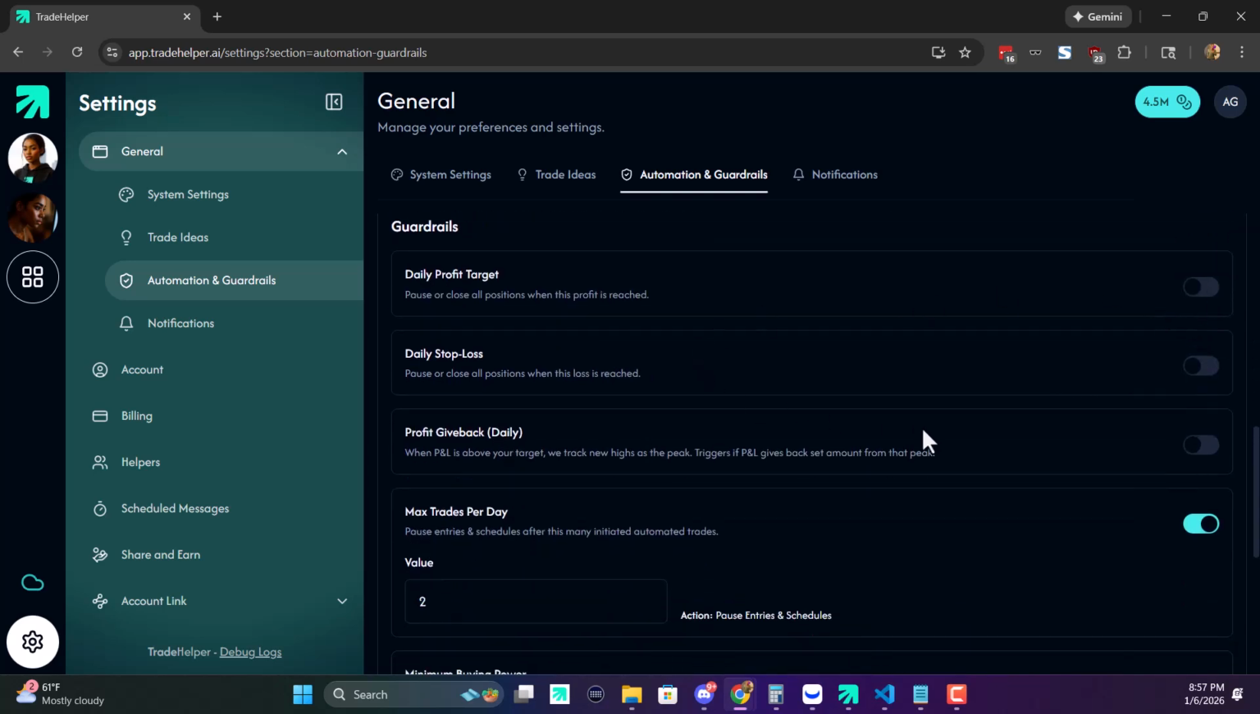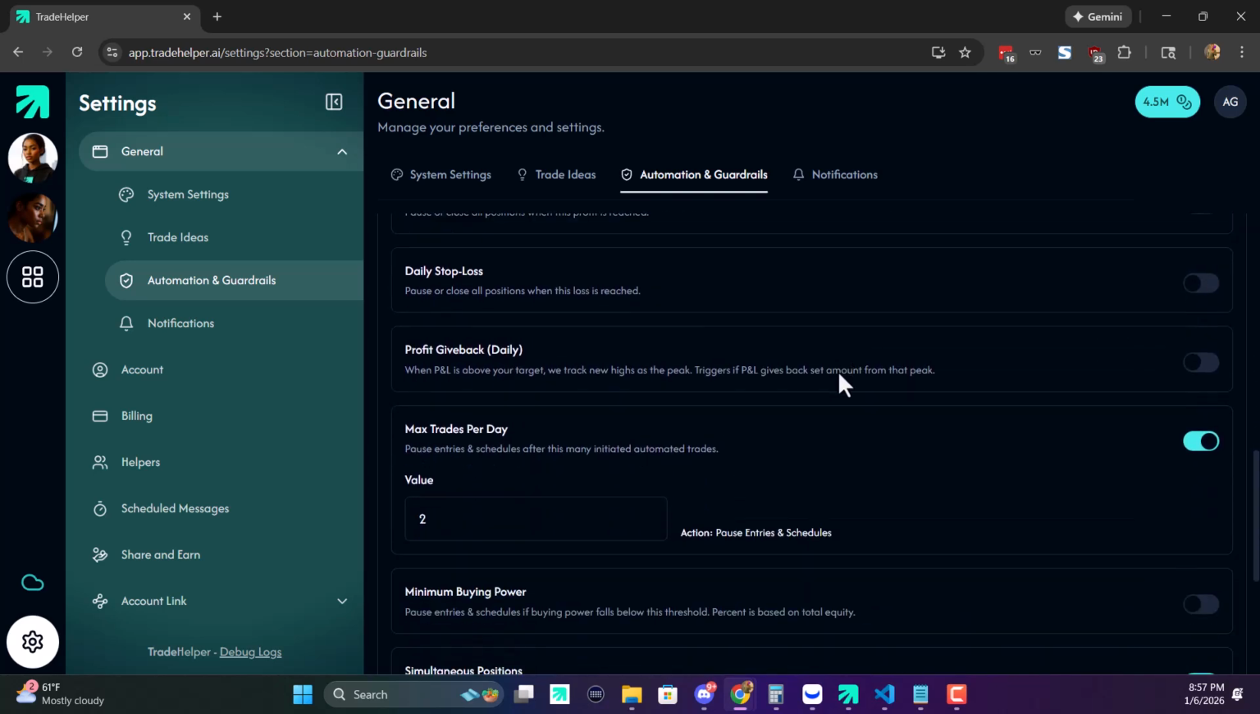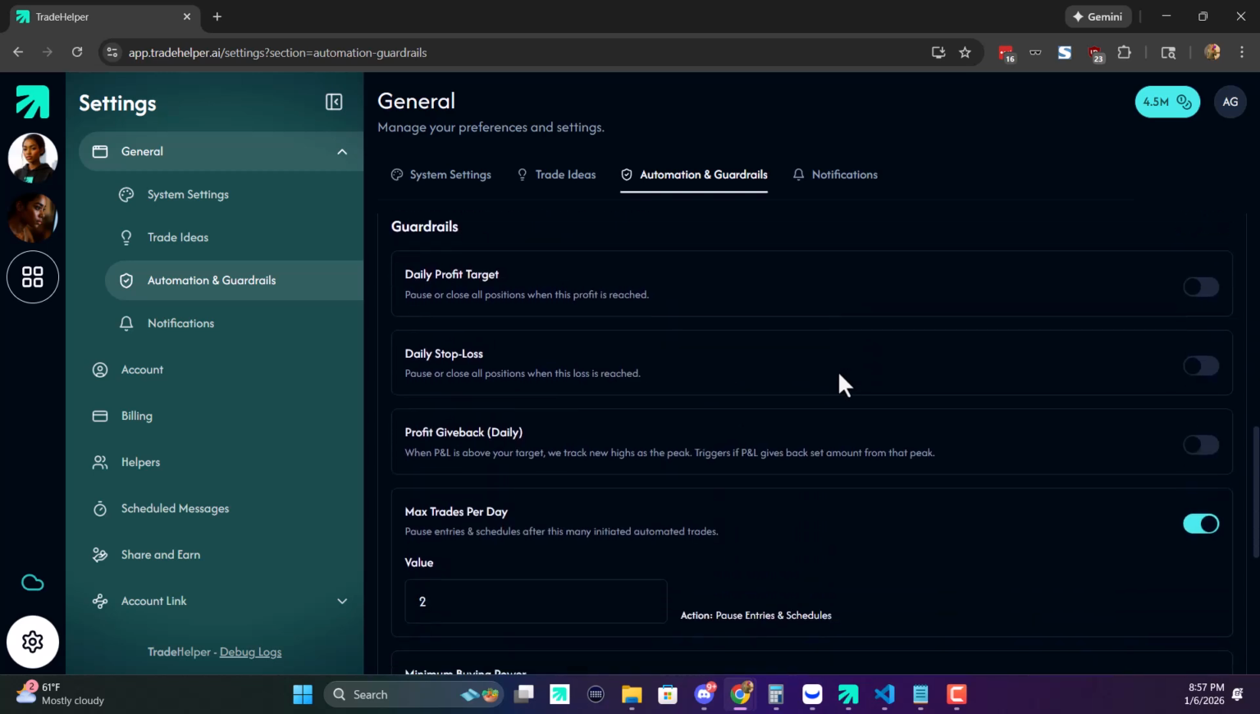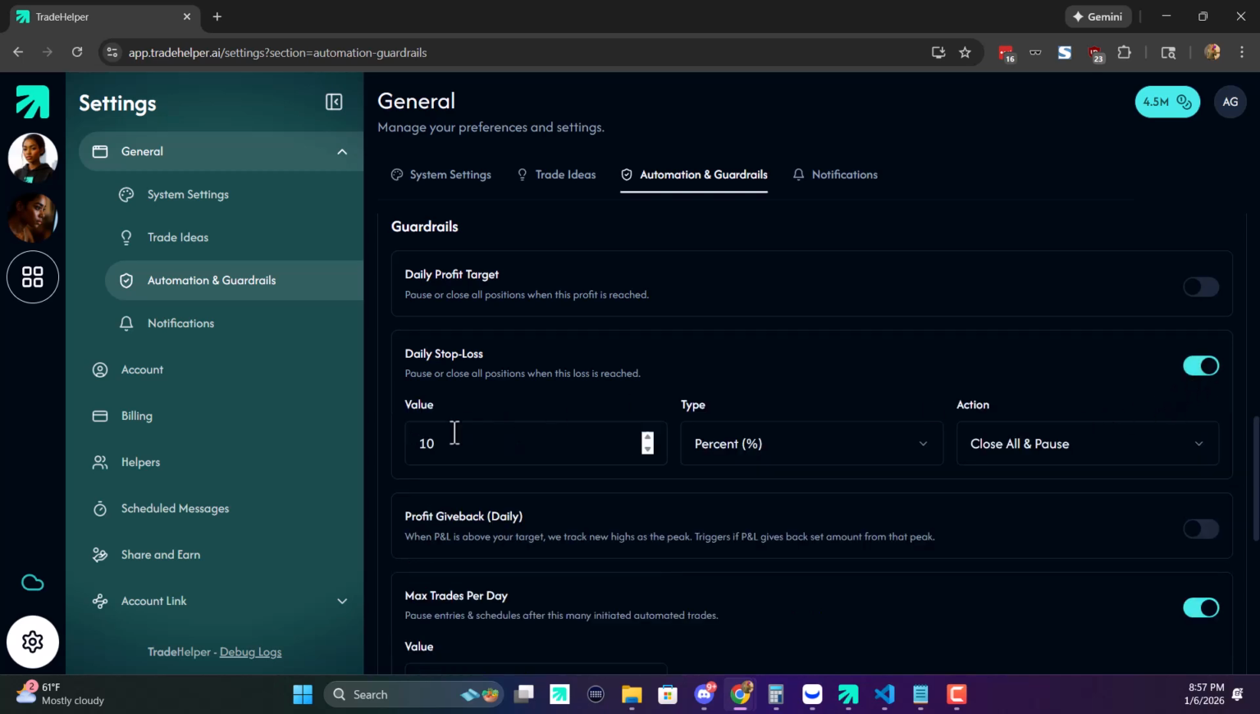These down here are your guardrails. I don't have any turned on because I'm eyeballing it right now. But when you plan to go to sleep and not be looking at it and stuff like that, you want to have these turned on. You want to have a daily stop loss. You feel me? I think a good measure is 10% of your account if you're trading small with small entries.